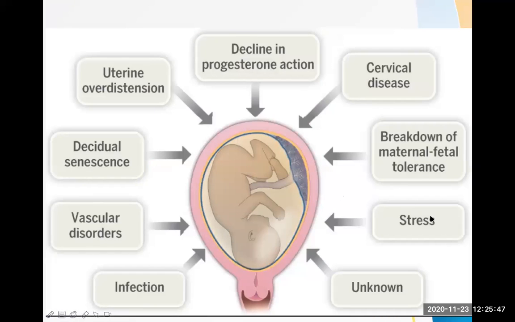Now see this another slide, which will give you again a good concept. Decline in progesterone action, uterine over distension, decidual senescence. What is decidua, by the way? What is the meaning of decidua? Who can answer this? Sir, decidua is the mucosal lining of the uterus. Good, exactly.